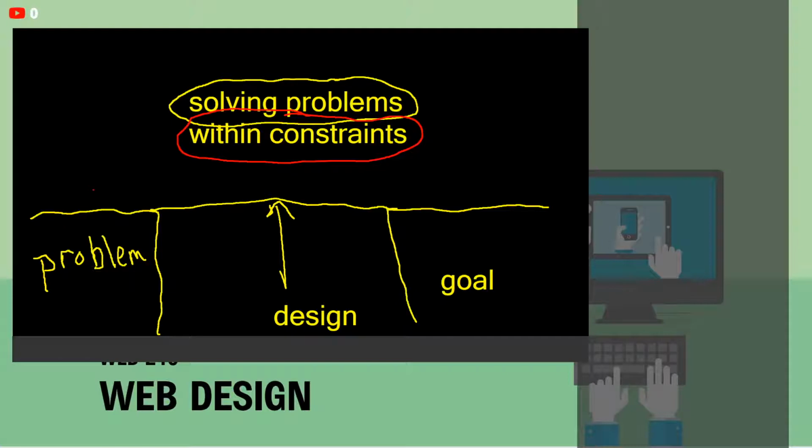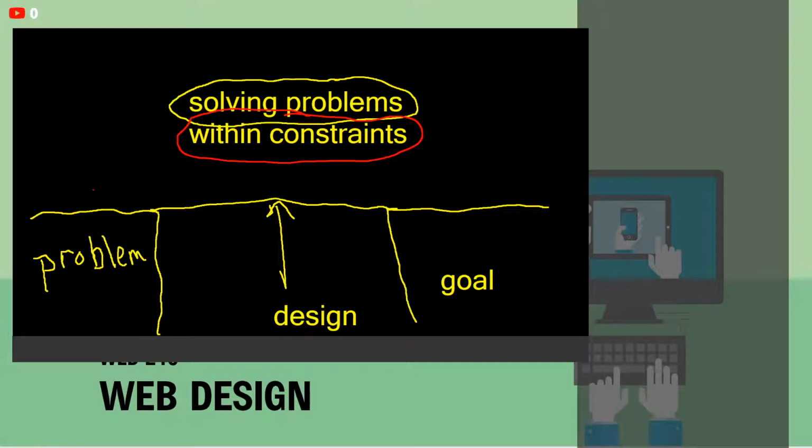I might be able to make that bridge out of paper. I might be able to make that bridge out of wood. I might be able to make that bridge out of steel. All of those things solve the problems, but some of them solve them better than others, and might have a more long-term effect.